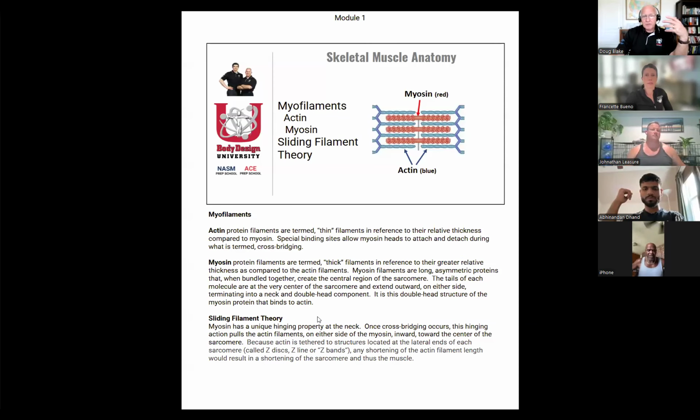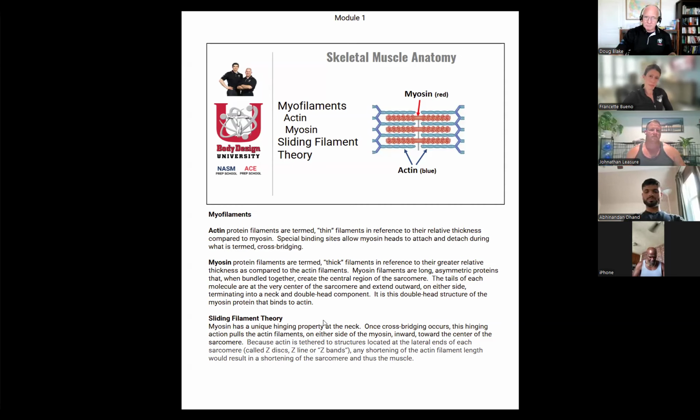So that's that slide. Sliding filament theory, shortening of actin over myosin, one sarcomere connected to another sarcomere. It's in series all the way. And when all of those sarcomeres shorten, from one tendon to the next, if you have enough muscle cells doing that, the entire muscle can shorten.